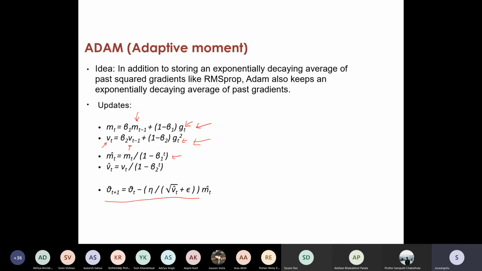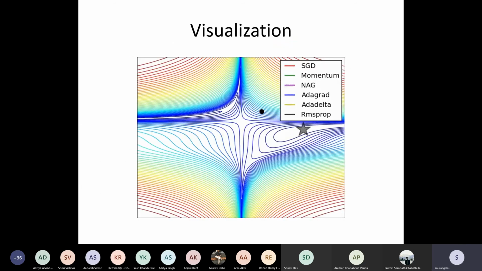And then finally it does an adaptive gradient update. So Adam, you can think of, is like an adaptive momentum method. So this is what Adam is. This is actually taken from Sebastian Ruder's blog. I will give you the reference.